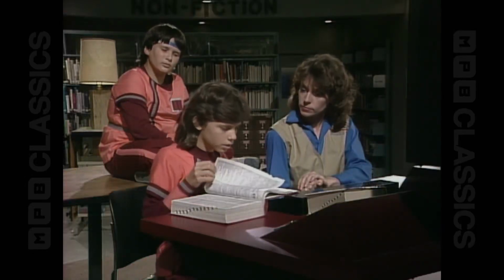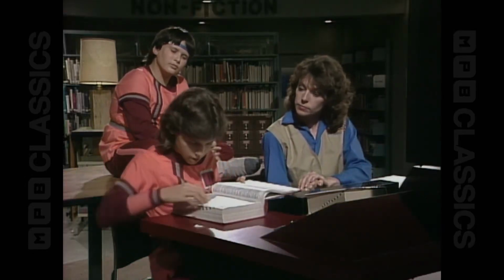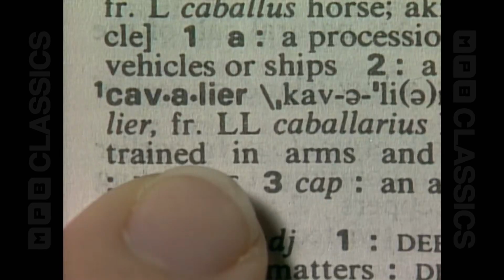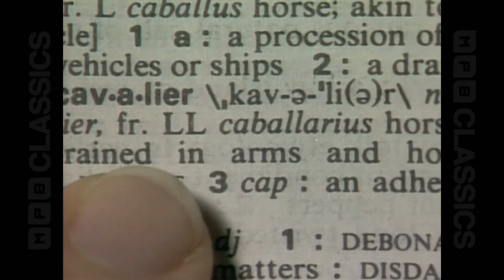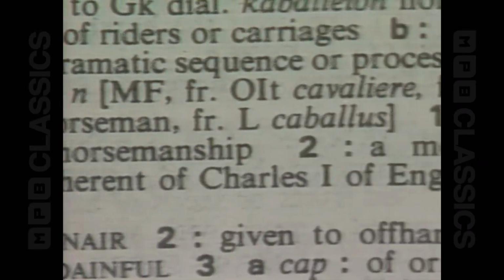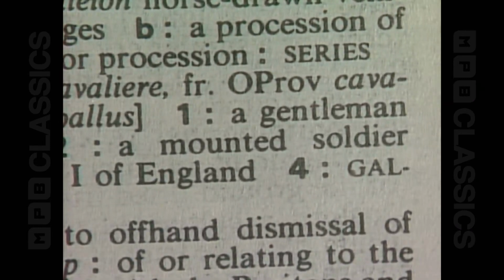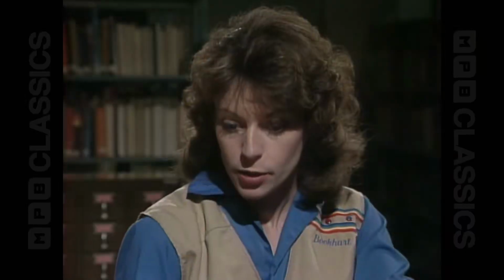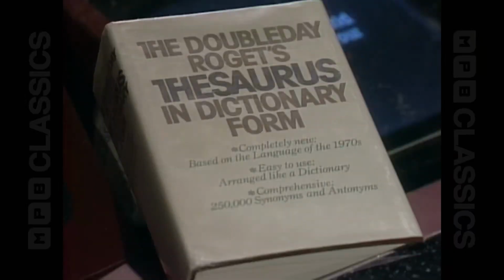C-A-V-A-L-I-E-R. Cavalier. Here it is. Noun. 1. A gentleman trained in arms and horsemanship. 2. A mounted soldier. Those are definitions. But since I want one word which could replace cavalier in the clue, I need this.